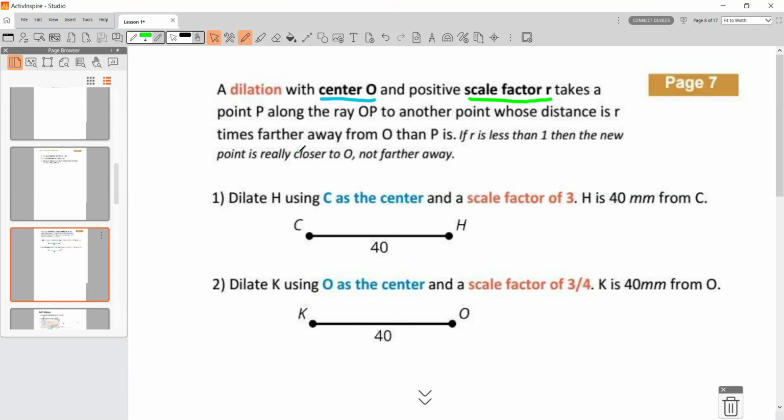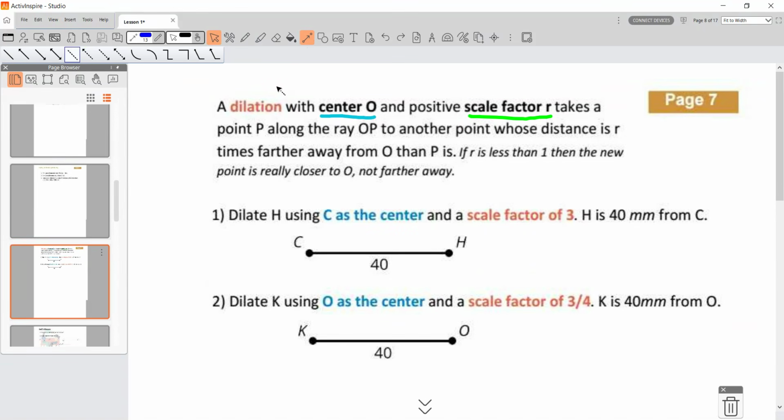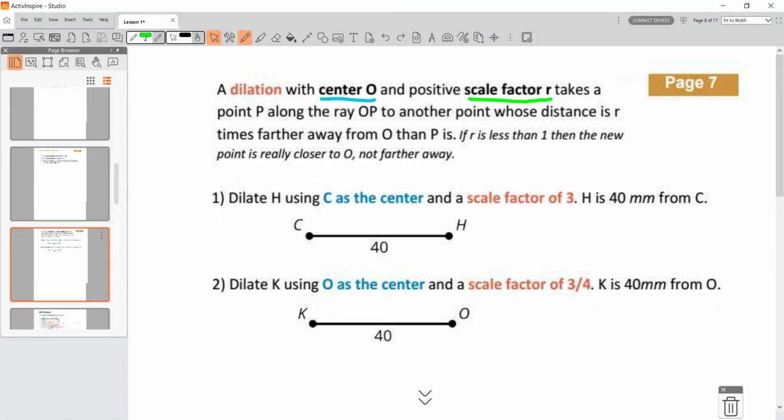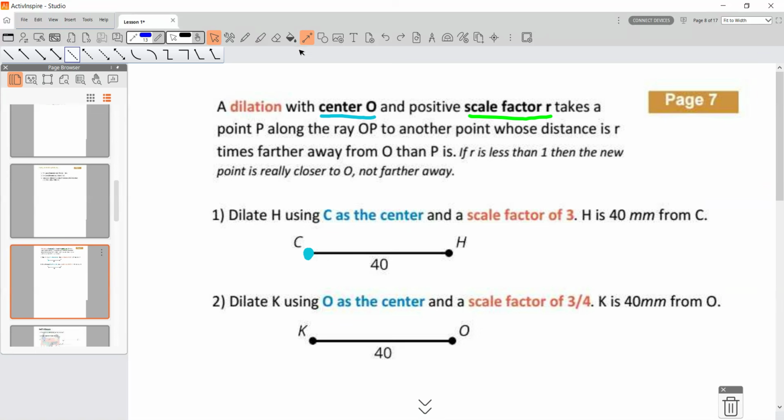So when we're doing this, I'll walk you through how you get started on number 1. So you want to find the center of dilation. So the center here is C. So this is the point that isn't going to move. H is going to move, relative to C. So we want to connect, so take your ruler and lay it on this segment here, and just extend that line.